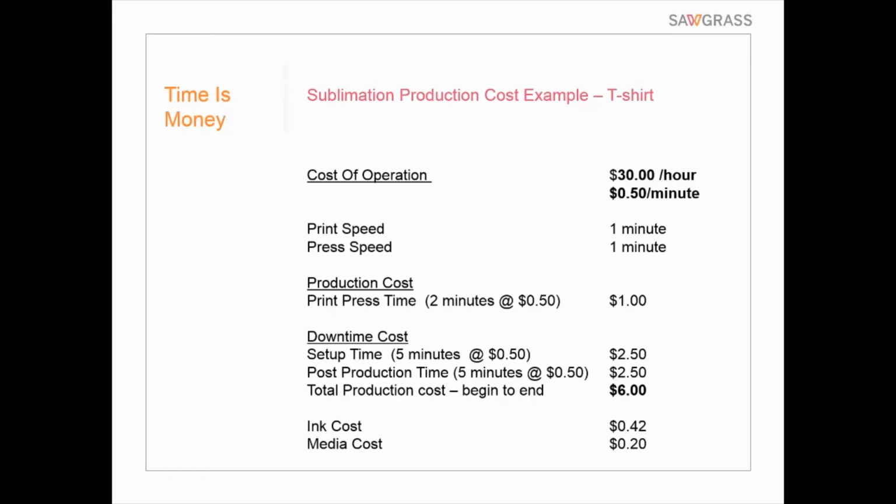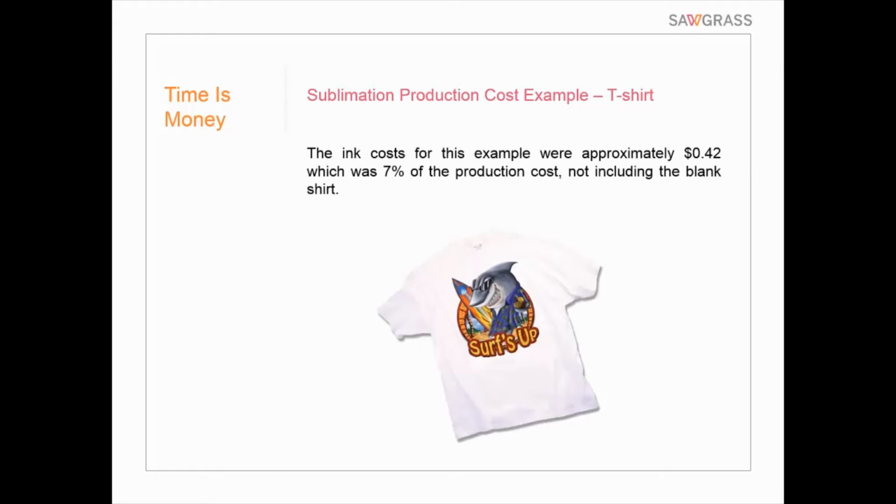As I said in the very beginning, you're just trying to get some jobs out the door and get some things done. But in the long run, you really have to start thinking about this. That's why you want to think about it from your pricing strategy right from the get-go. In this example, the ink costs were 7% of the production costs, not including the shirt. That's just how low it was.